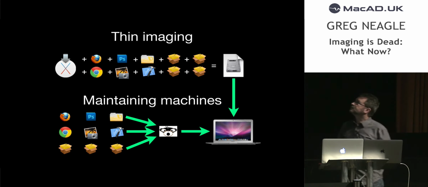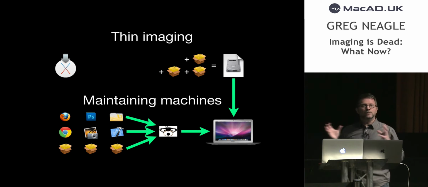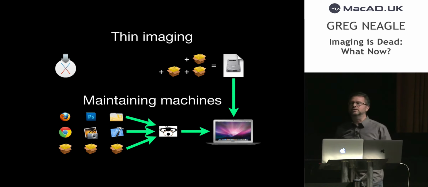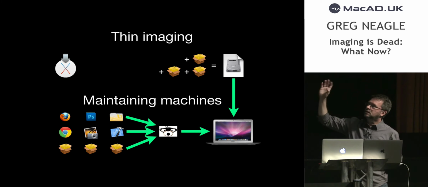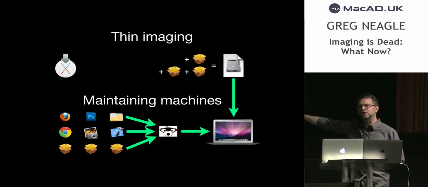Thin imaging. With thin imaging, our image is thinner. So we put less stuff in it. We only put the OS and the bare minimum of packages in order to get it to a state where our maintenance software can take over. Often this is referred to as bootstrapping a machine. So in my case, this would be the macOS installer, Munki packages, maybe something that suppresses the setup assistant, and a local admin account. That's all that gets installed on the machine. Machine boots, Munki takes over, installs the rest of the stuff.